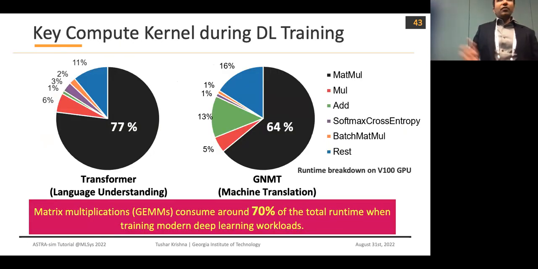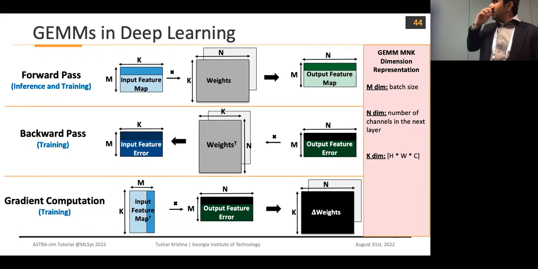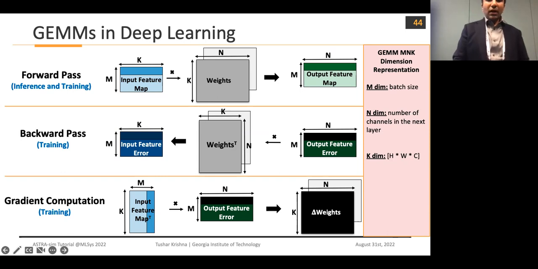As most of you know, GEMMs are one of the most dominant operators in deep learning. This is just some data showing how much matrix multiplications, or individual multiplications and adds, dominate when you're training some models. GEMMs show up, as I've already shown earlier, in this form. During the forward pass, you're multiplying the input and the weight matrix to compute an output matrix. During the backward pass, you're computing the gradients, and these are also essentially matrix multiplications.